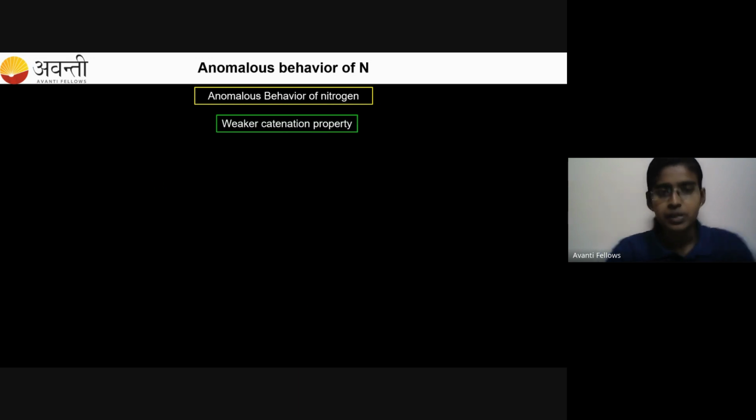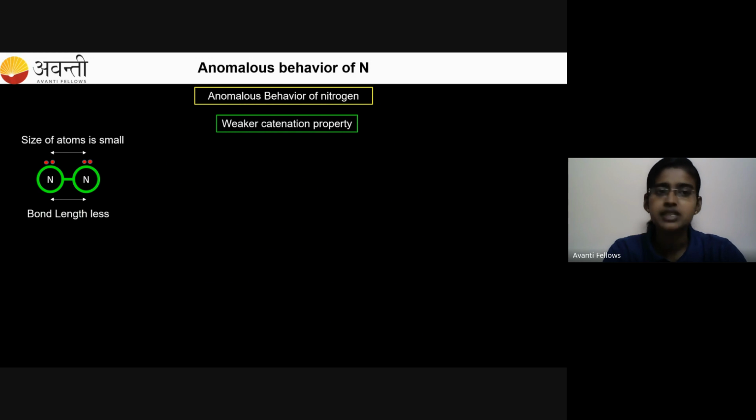The next property is that nitrogen has a weak catenation property. We all know what catenation is, right? The ability to form chains of bonds with itself and with other elements is called catenation. We know carbon has that property, but nitrogen also has it, though the effect is very weak. Why is it very weak? You can see nitrogen forming a bond with another nitrogen. In this, you can see one lone pair on each nitrogen, so there are 2 lone pairs.